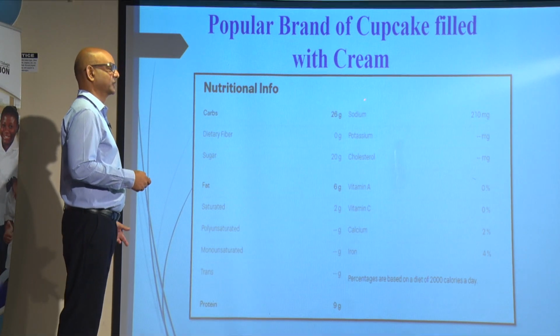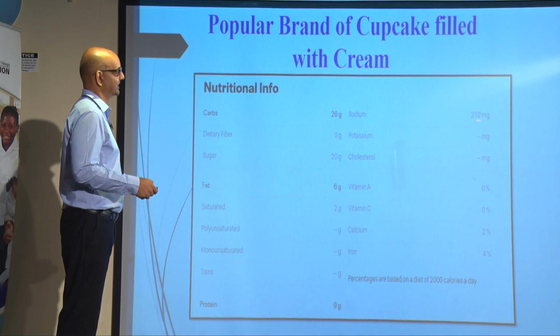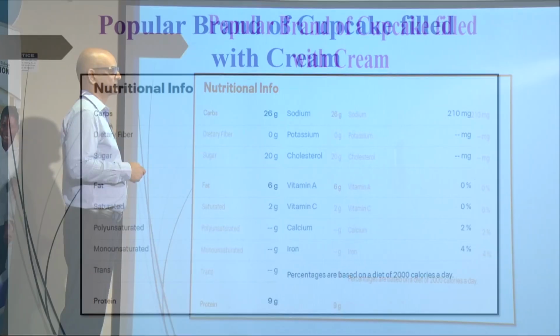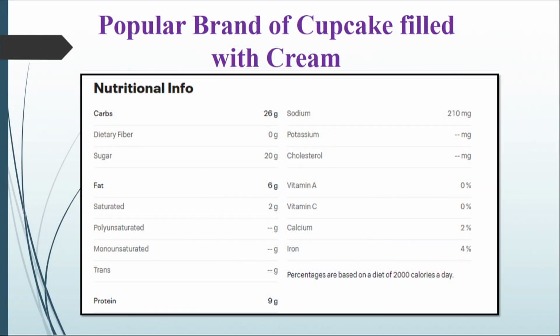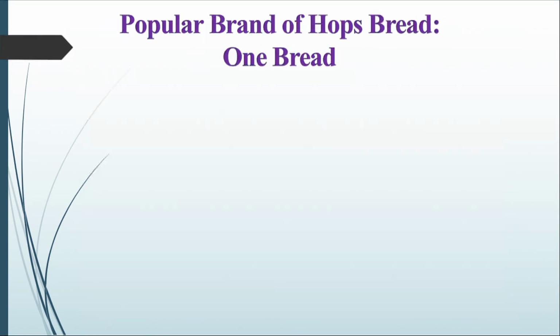But look at this, even though it tastes sweet, it has 210 milligrams of sodium, much more than the pack of corn kernels. However, the cupcake also contains some minerals, calcium, 2% of our daily requirement, and iron, 4%. And remember, these percentages are based on a diet of 2,000 calories a day. That's the average diet that we should have.